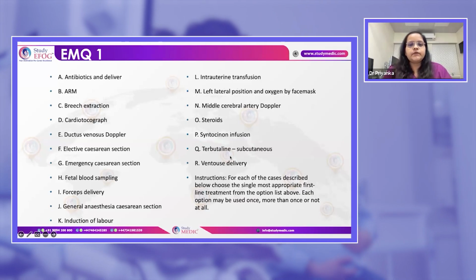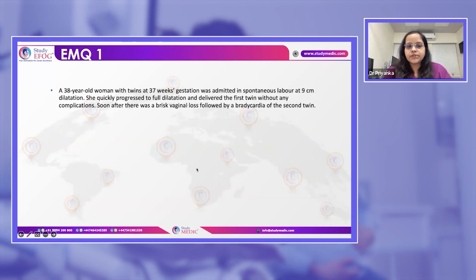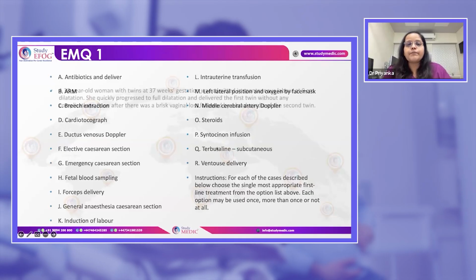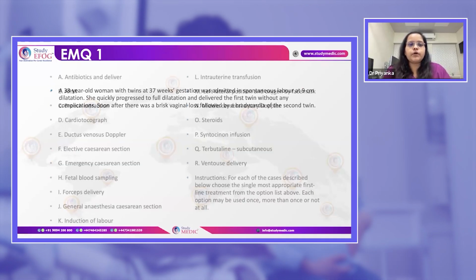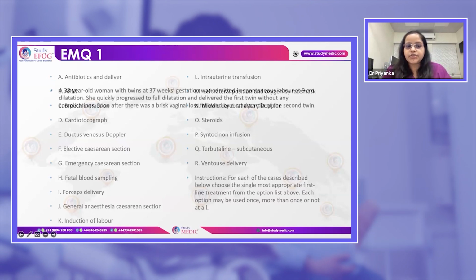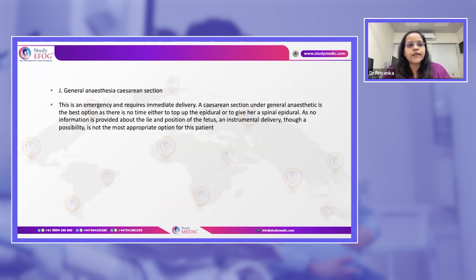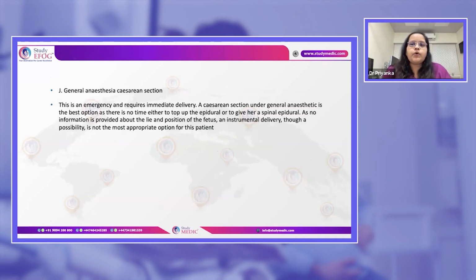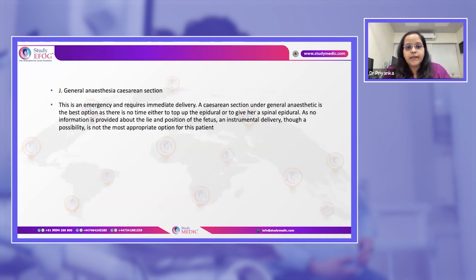So here, most likely the risk factor she had was the multiple pregnancy, and the clinical scenario after delivery of the first twin, she had a brisk vaginal loss followed by a prolonged bradycardia. So here it points towards abruption. And in this case, the first line option is the answer J, where we will do an emergency category 1 cesarean section under general anesthesia. Why general? Because we need to expedite the delivery here, and epidural or any neuraxial analgesia will take time. For that, the patient should have a category 1 cesarean section under general anesthesia.